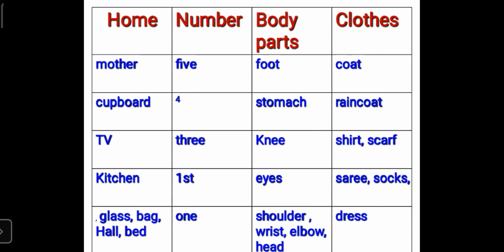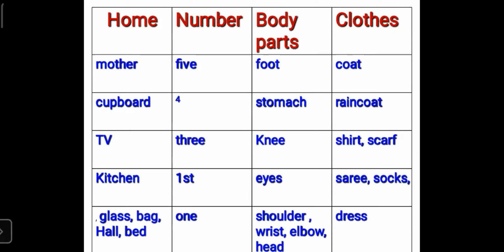The words foot, stomach, knee, eyes, shoulder, wrist, elbow, and head are all the names of your different body parts. So all this will come in the body parts circle.